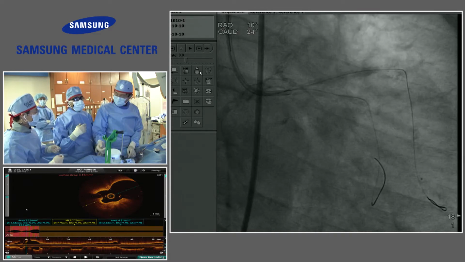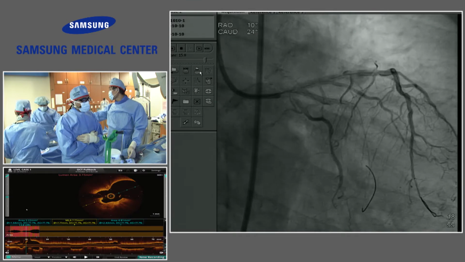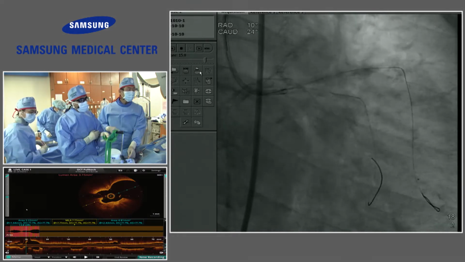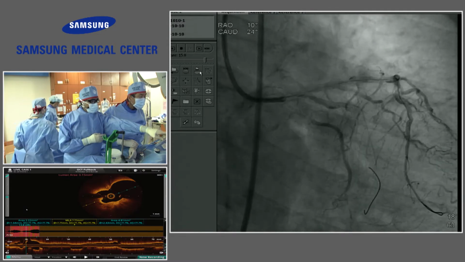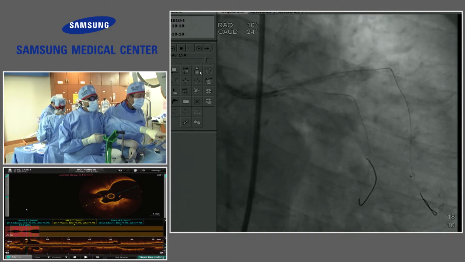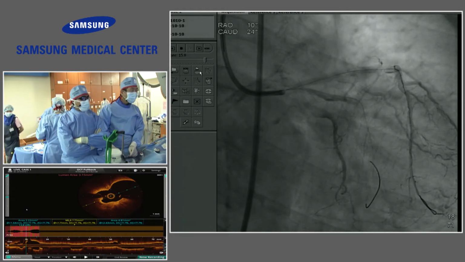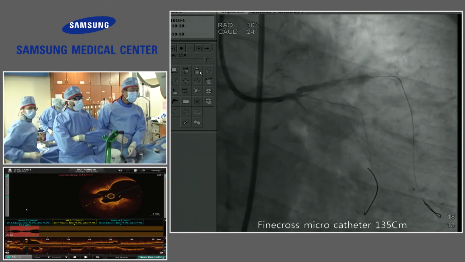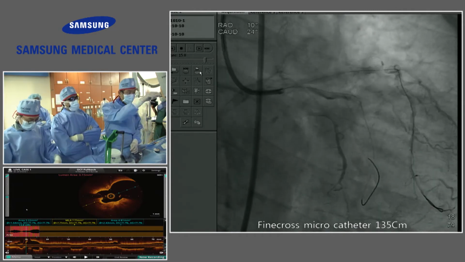Can you play the last angio? Yeah. So you'll notice here that we may be in the true lumen distally with our Fine Cross. Yeah, I thought so. The wire is going. So we may actually come back and put a workhorse wire back in here. And going that way?